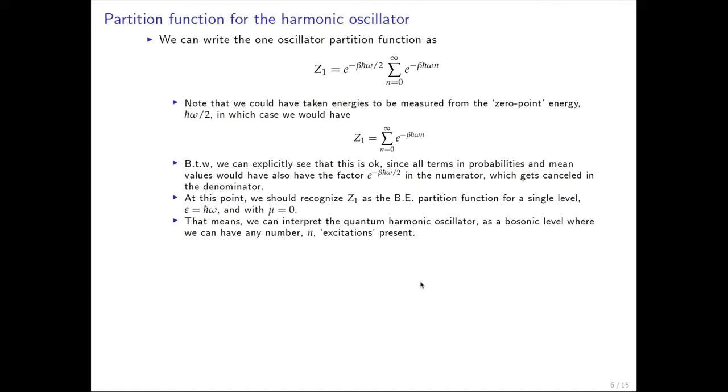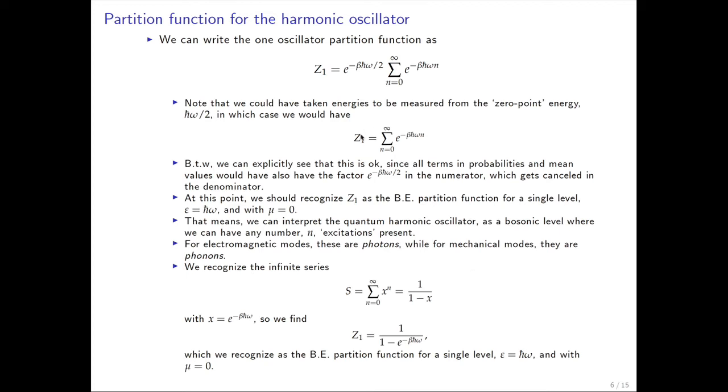What this means is we can interpret the quantum harmonic oscillator as a bosonic level where we can have any number n of excitations present. So it's a completely valid picture that our harmonic oscillator is like bosons, where instead of levels, we think of the levels as corresponding to 0, 1, 2, 3, up to whatever number of excitations are in the system. And that's kind of interesting, right? If you have electromagnetic modes in a cavity, they behave like harmonic oscillators, and that means that they are photons, whereas these excitations for mechanical modes will be phonons. We'll talk about this later, this week, next week, the last two lectures of the course. Okay, well, I hope that's clear.